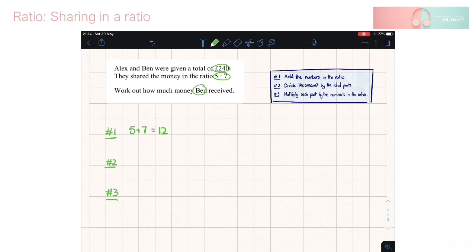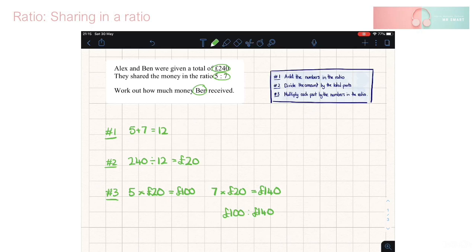Then we're going to take that 12 and divide 240 by 12 to give us how much money is in each part. And 240 divided by 12, well, 12 goes into 24 twice, and with a 0 left over, so £20 per share. Then finally, we take each of the numbers in the ratio, so 5 and multiply that by £20, and we take 7 and we multiply that by £20, and my two answers are 100 and 140. So my final answer is £100 to £140.